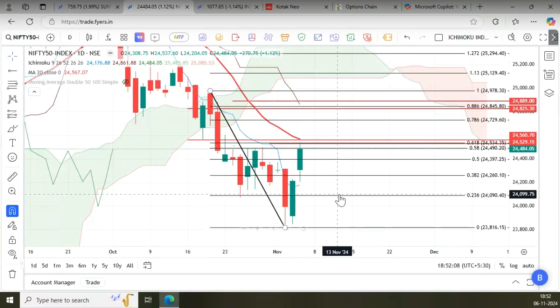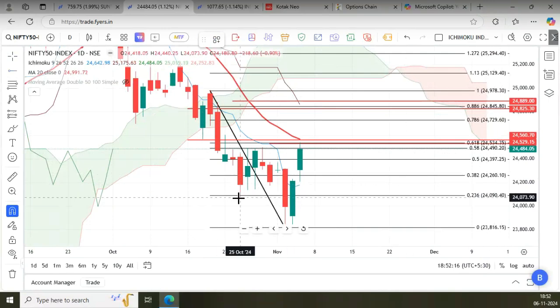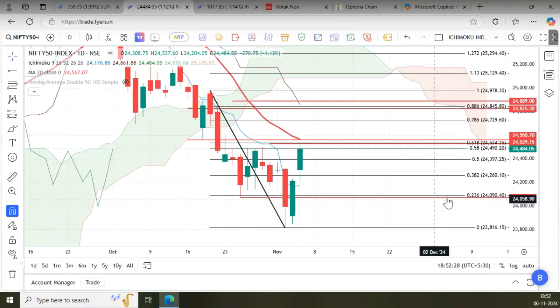24,260 levels, 24,090 levels. Now 24,000 will become an important level because this 23.6 retracement is 24,090, and here you have 24,090.4. So I've just marked that low here, which is 24,073.9, right? So this becomes an important level, and till we are above this recent low, we are fine.